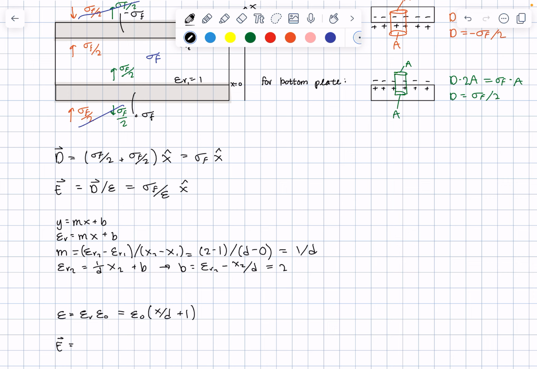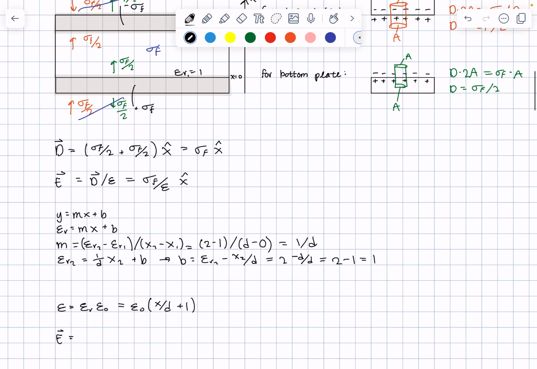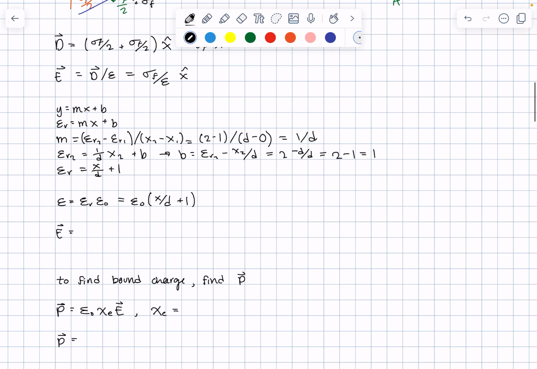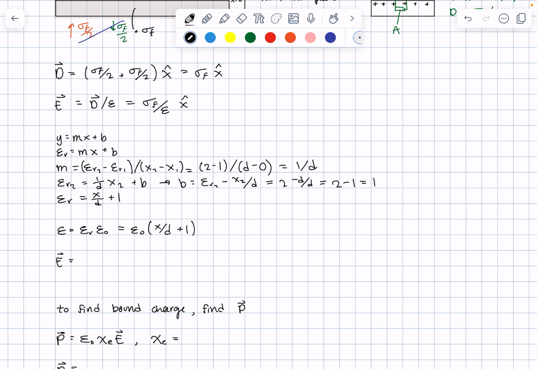So we'll have (2 minus d over d), which will give us 2 minus 1, which equals 1. So therefore, our dielectric constant, or our relative permittivity, is going to be equal to x over d plus 1. And now our permittivity is defined as our relative permittivity times our permittivity of free space, and we need that to find our electric field. So we can just plug that in here.